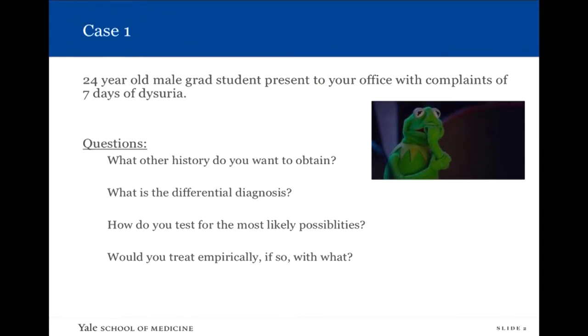So the questions you're going to be thinking about as we go through this stepwise approach to urethritis is, what else would you want to know from his history that's going to help you determine whether it's sexually transmitted at all, and if so, which organism? Really, what is the differential diagnosis? And what do you test for, and where in the body do you test from, and who would you treat empirically? And if you're going to treat empirically, what would you use?